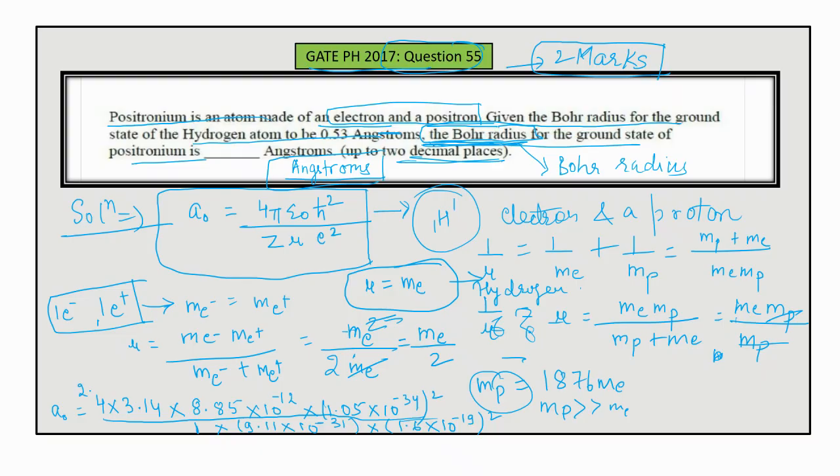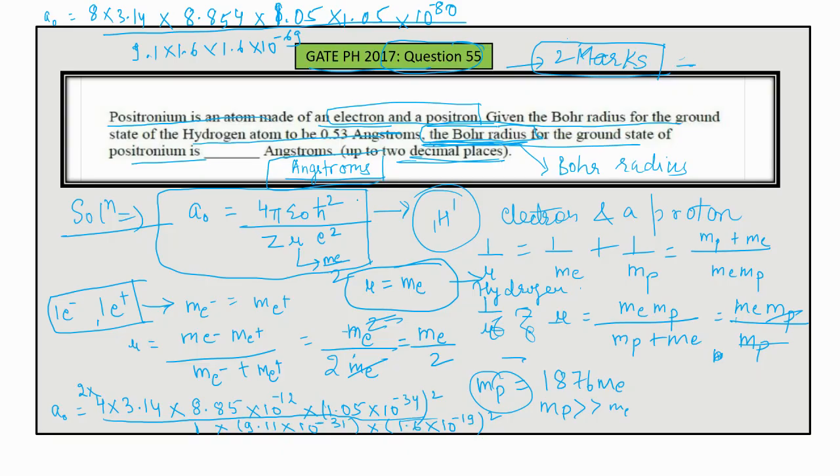Now this 2 will go up. There you will replace mu by me by 2, right? So this 2 will go to the numerator. So I'll write here, you will get a naught is equal to 8 into 3.14. If I'm making any mistake in the calculation, please tell me. You should also do this calculation with me side by side. This will be 10 raised to the power minus 80 upon 9.1 into 1.6 into 1.6 into 10 raised to the power minus 69.